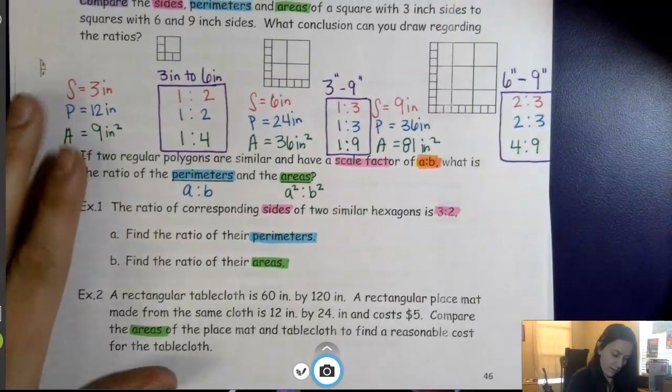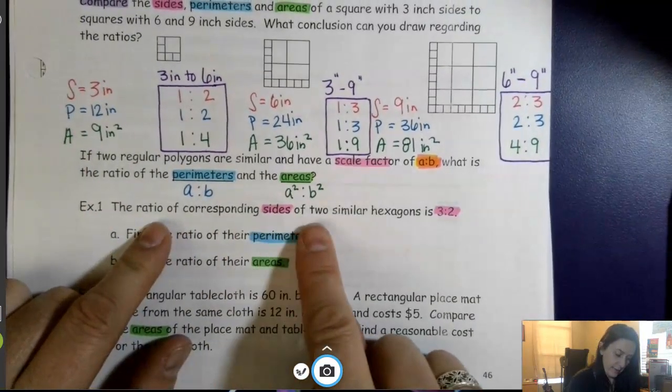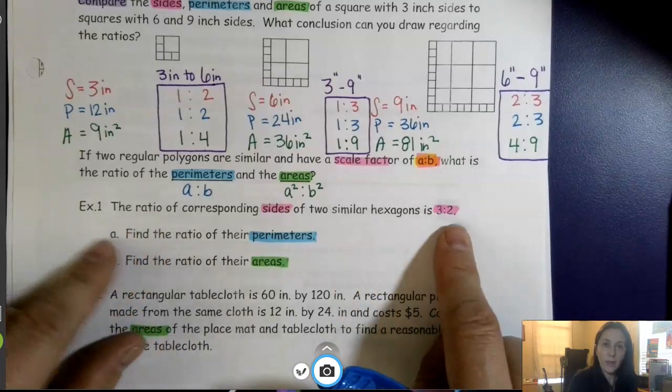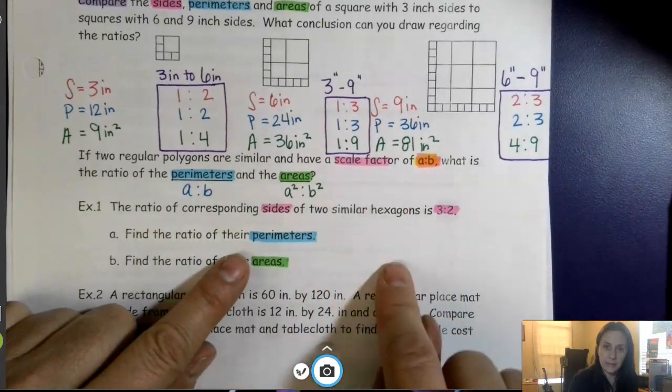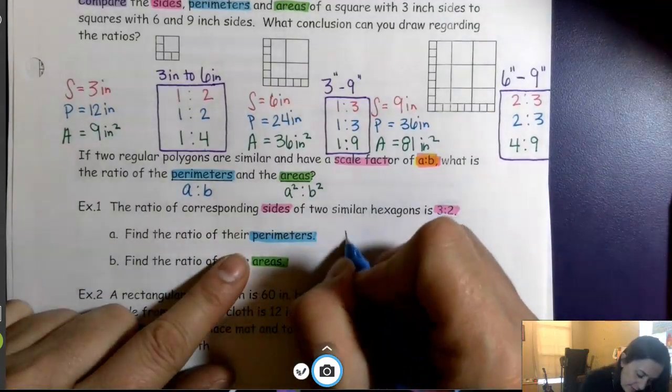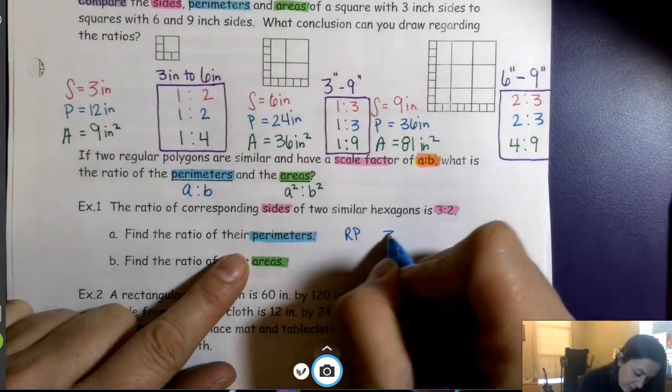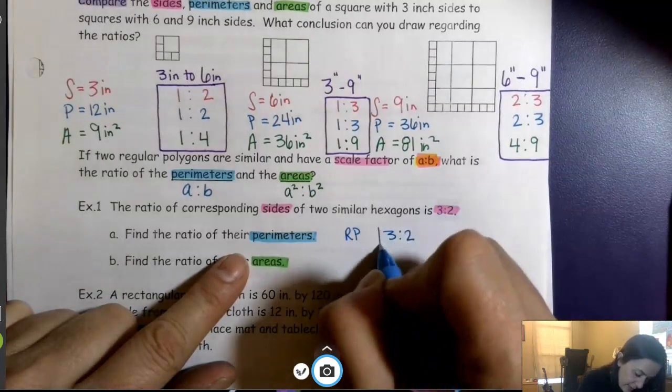So right here, I know that the ratio of corresponding sides of a similar hexagon is going to be 3 to 2. That means the ratio of the perimeter has to be the same as the scale factor. So I'm going to write this as RP, ratio of perimeter, is going to be 3 to 2. It will be the same.